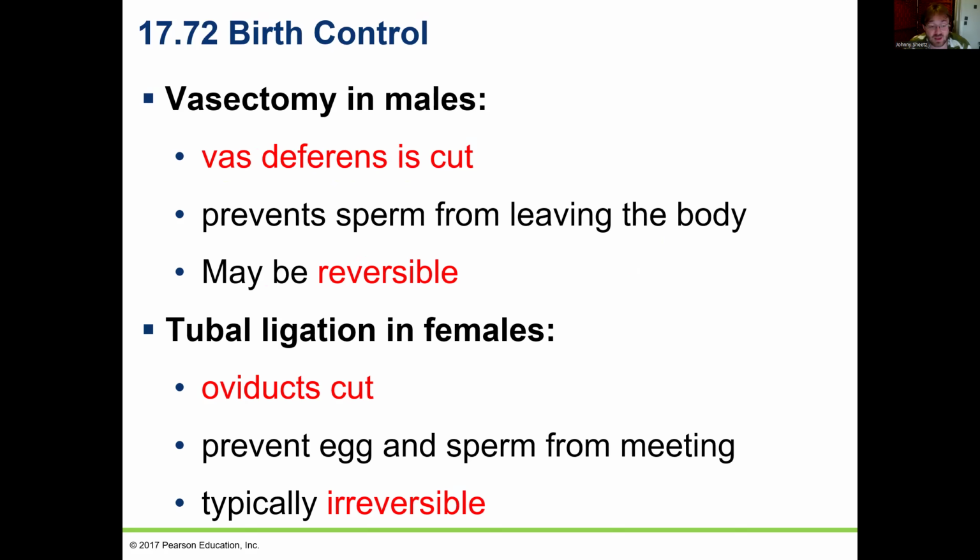Tubal ligation in females is going to follow the same procedure, except they're removing the oviducts instead of the vas deferens. This is going to prevent the eggs and sperm from meeting. Typically, this is irreversible. It's also a lot more dangerous to try to reverse because it's intra-abdominal surgery inside of the body cavity, as opposed to extra-abdominal, like a vasectomy is in a male. So in general, if you're making this decision, treat it like a permanent one. Do not expect to be able to get it reversed.